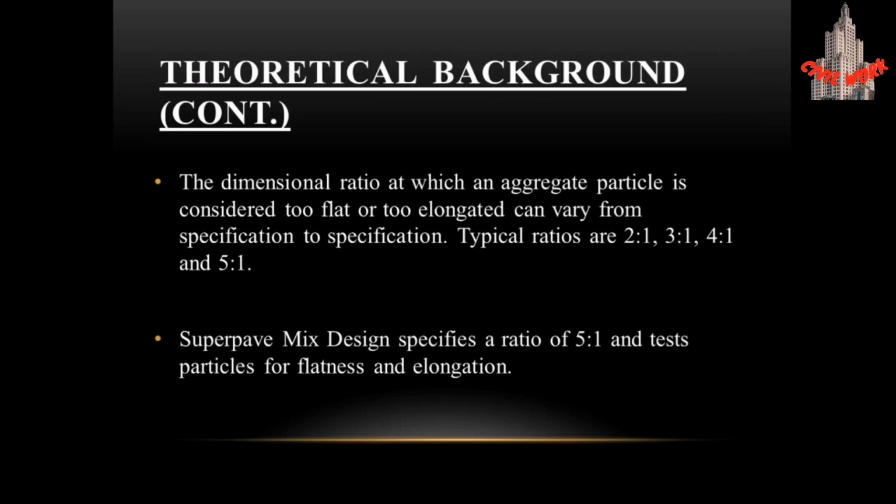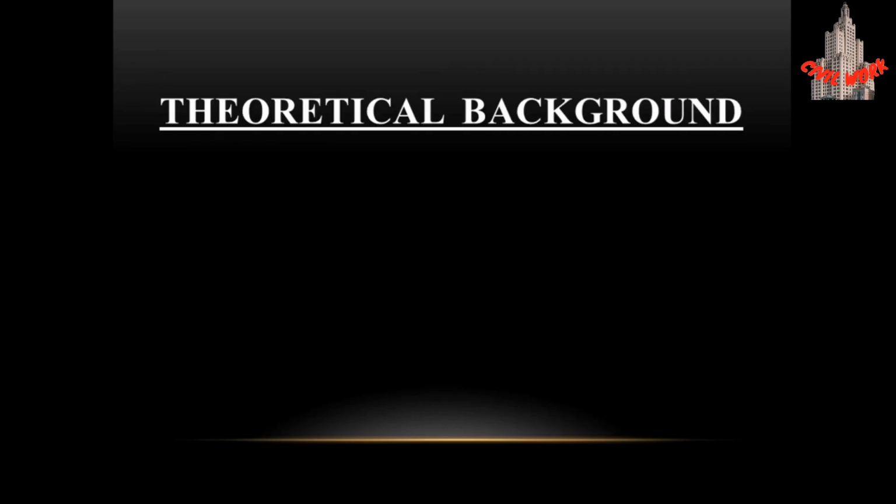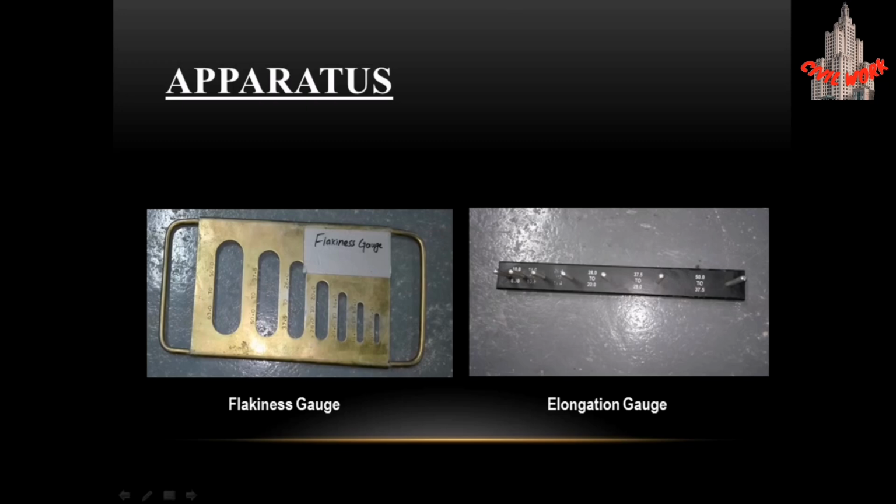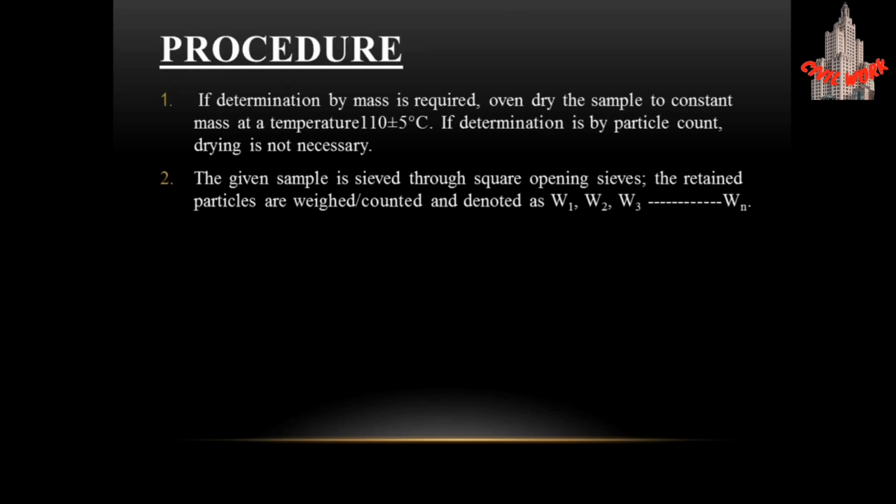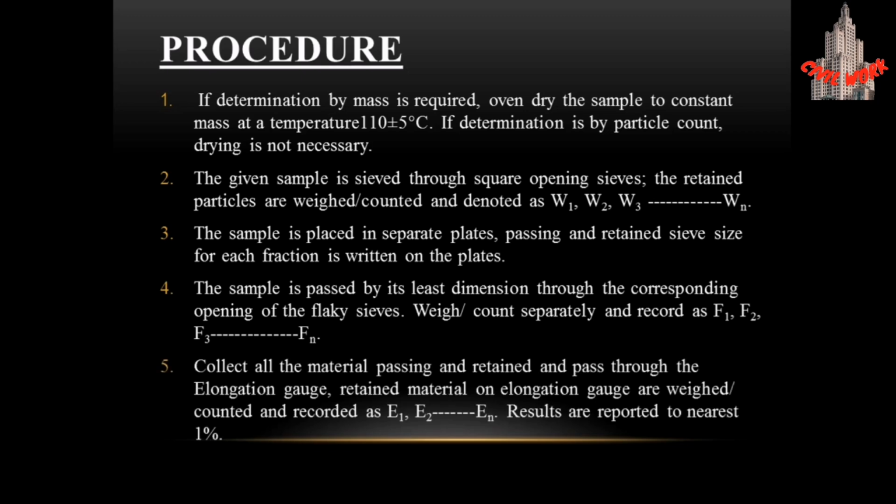Here we can see this is the elongation gauge and this is the flakiness gauge. Collect all the material passing and retained and passed through the elongation gauge. Retained material on the elongation gauge is weighed, counted and recorded as E1, E2 and onwards. Results are reported to the nearest 1%.